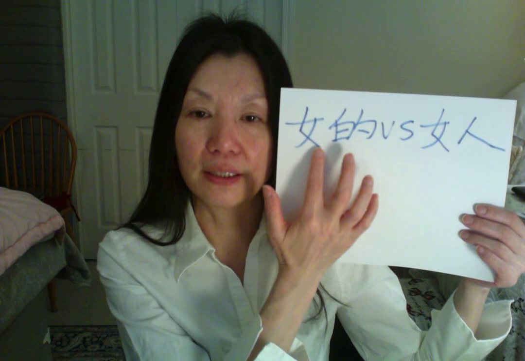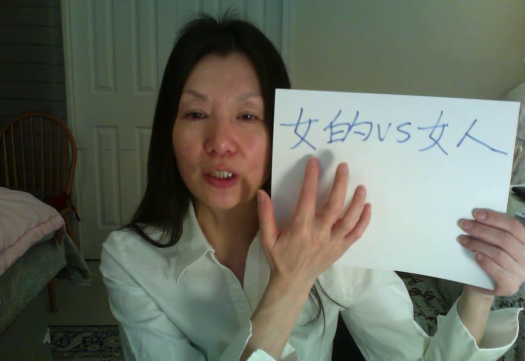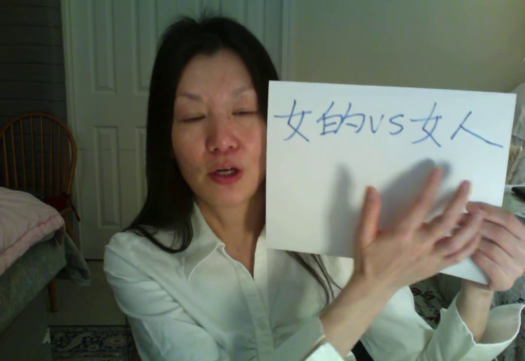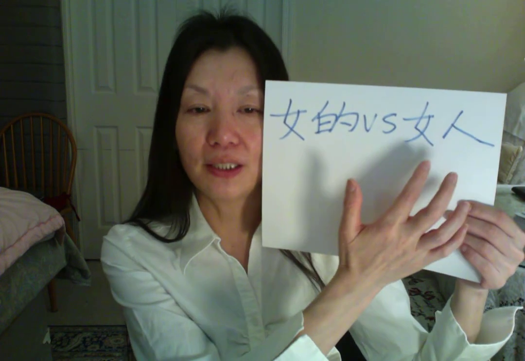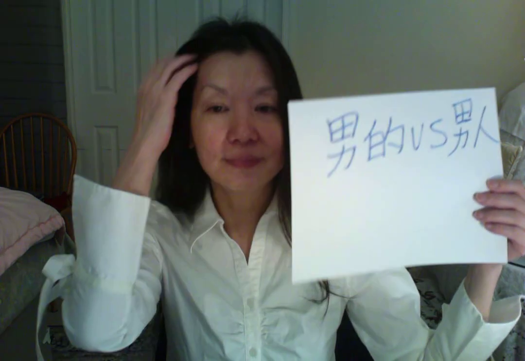女的 is a female, but in that case 女的 just means woman. The translation: 女的 is female, 女人 is woman, but in Chinese we like to say 女的. 女的 is informal, I can say it by myself. I don't say 女人, just from the culture here. Okay, next.